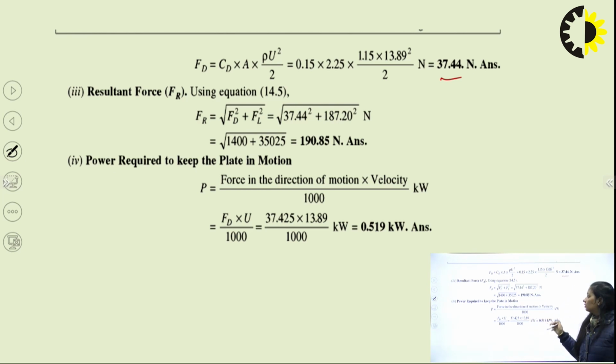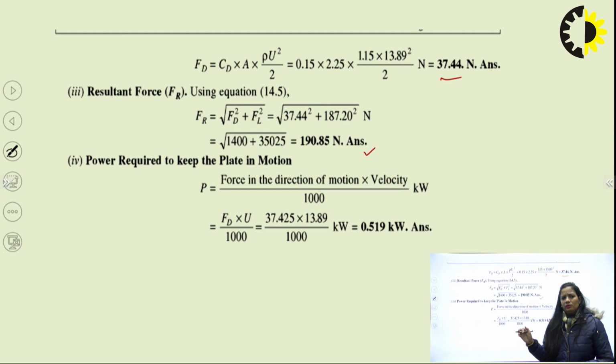So what you will get as the resultant is 190.85 Newton. In this equation, you can realize that FD is 37.44 and FL is 187.20. That means the lift force on this particular flat plate is very much more than FD. The drag force is very much less.